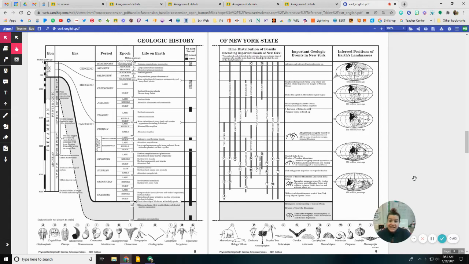All right, the geologic history of New York State. So these two pages actually correspond with one another. So when you have them open in person, you need to make sure that they are opened up together. Okay, so let's start way over here in the eons.